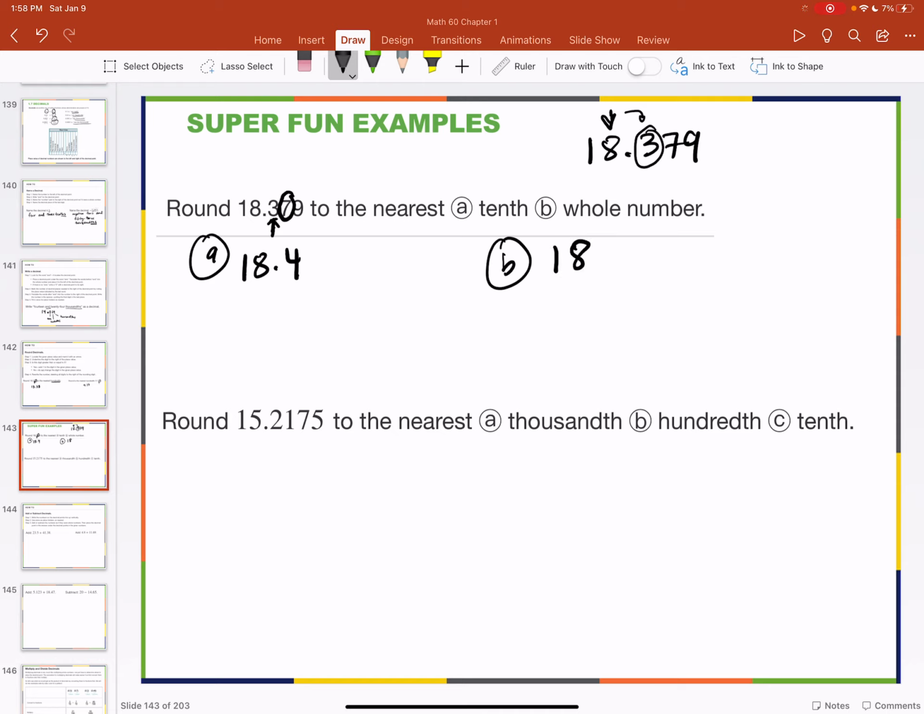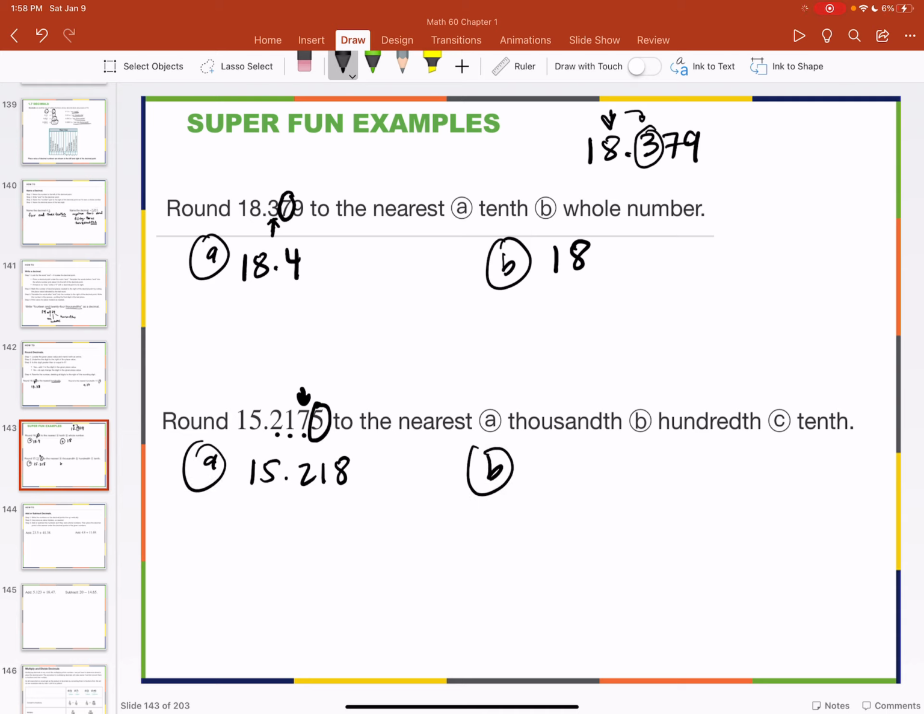Now, if we want to round 15.2175 to the nearest thousandth, what place is that? Tenths, hundredths, thousandths. We want to round to this one, so we look at the ten-thousandths place. It's 5, so we round up. So that's going to be 15 and 218 thousandths for A.